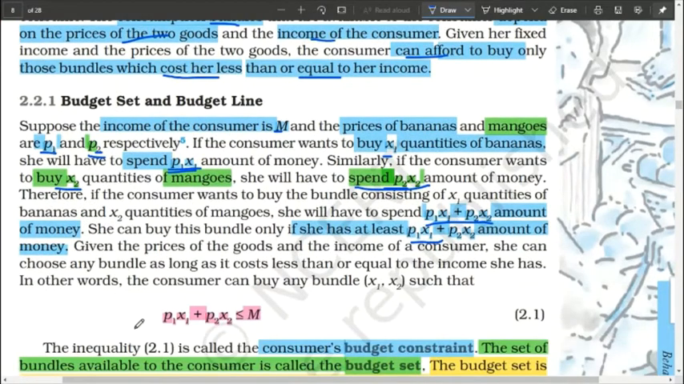Okay, so this is the formula. P1X1 is the amount of money spent on bananas, plus P2X2 is the amount of money spent on mangoes. Added together, you get how much you spend from your income, but it should be either equal to or less than the amount of money that you have, M. This formula, 2.1, is called the budget constraint. The amount of money that you have is a budget with a constraint: you must spend within that limit.